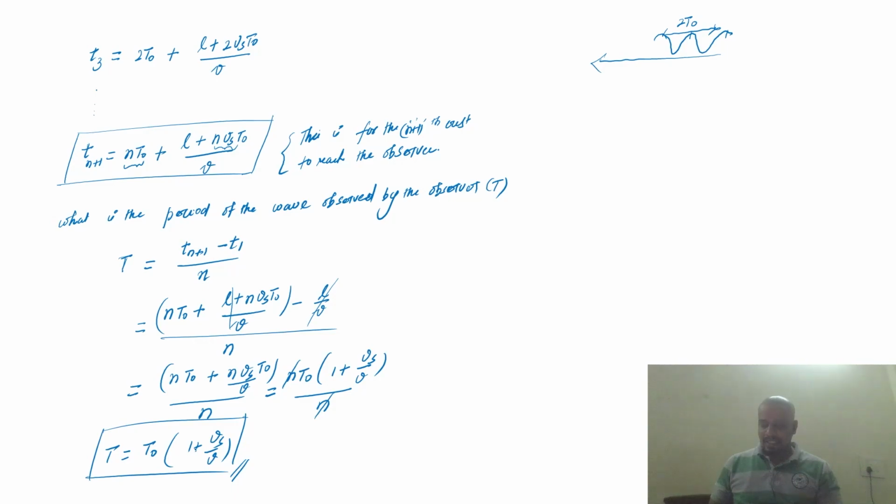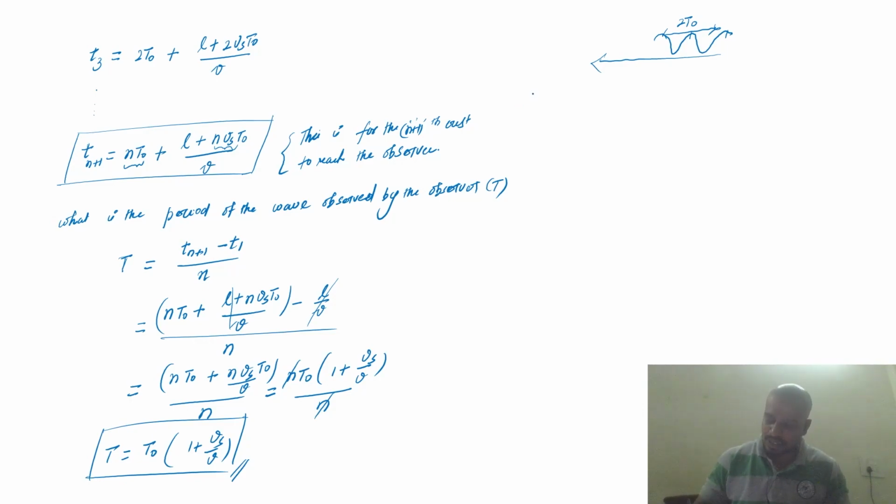In general the velocity of the source will be small compared to the velocity of the sound. Here Vs is the source velocity, V is the velocity of the sound. Anyway, this ratio will be less than 1, still the summation inside the bracket will be greater than 1. So the original period of the wave in the rest frame will be t naught, but the observed period will be larger than the original period when the source is moving away from the observer.